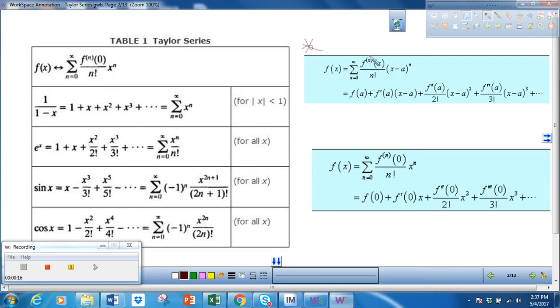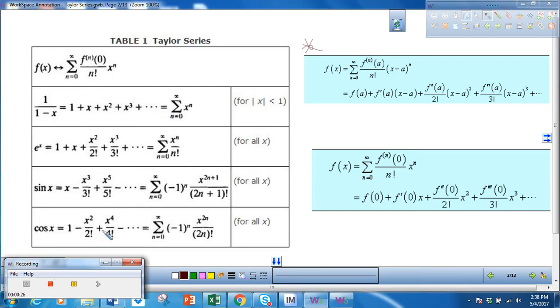All right, so what we need to know, you absolutely positively need to know these 4 functions. If you have not memorized these 4 functions, you need to do so now. There's just no getting around it. I know we talk about not memorizing things these days, but you have to memorize these 4, okay?